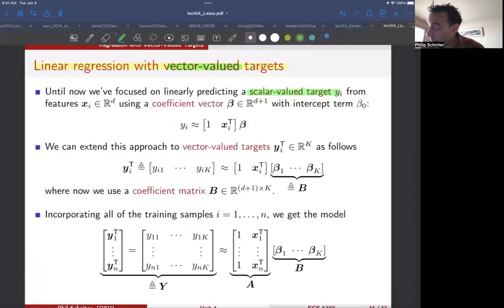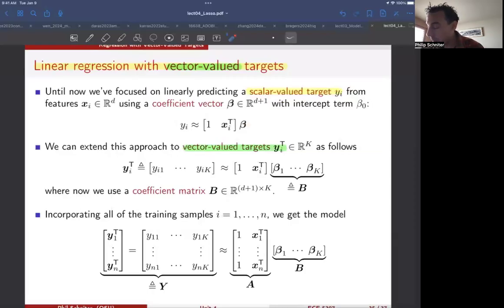So instead, we might consider vector value targets. Now, this means that instead of just trying to predict a single y, we're actually trying to predict a whole bunch of different y's. So here this would be the ith training example of y1 and the ith training example of yk. So from the same features, you're trying to predict multiple things simultaneously.